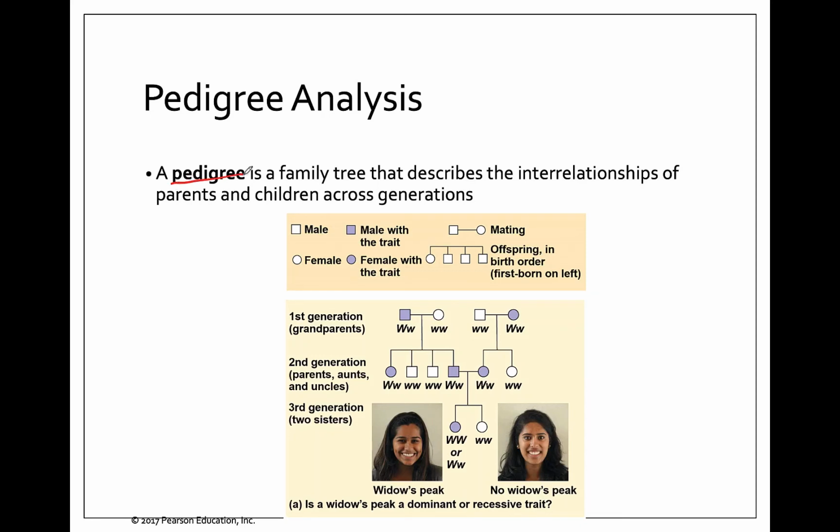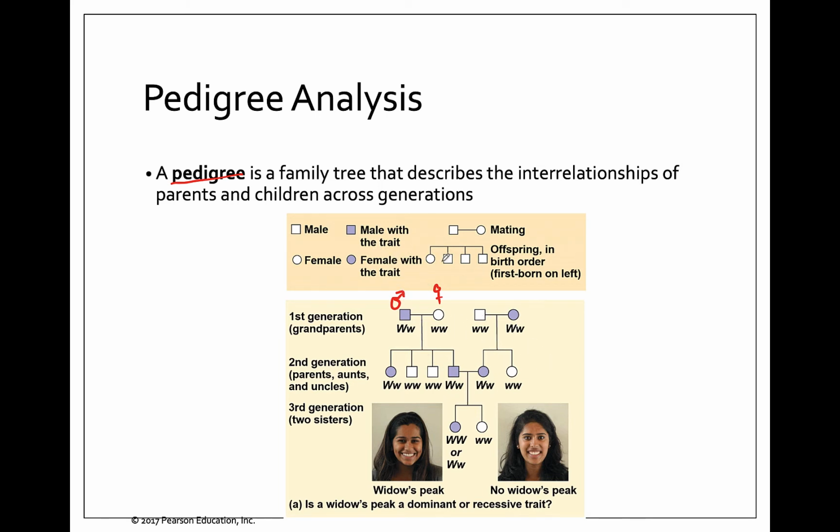So we use a tool called a pedigree to track the relationship of traits across multiple generations, so from parents to children through many generations. So this is what a pedigree looks like, and it's basically just a family tree. A square is a male, and a circle is a female. And then the shading makes a difference.